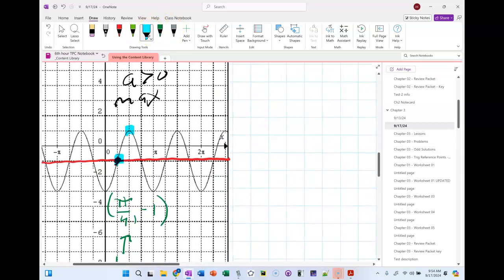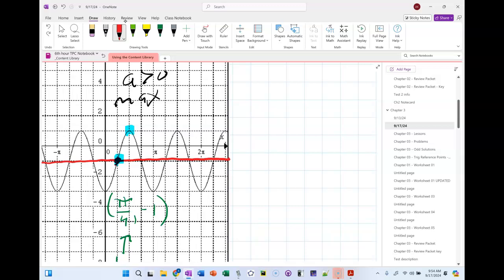So if I look at the minimum and the maximum, where's the midline located? Halfway in between, right? Everybody agree with that? And what is the amplitude again? If I look at this distance from min to max, the amplitude is half of that distance, right? So I'm going to use those two observations now to figure out the midline and the amplitude.